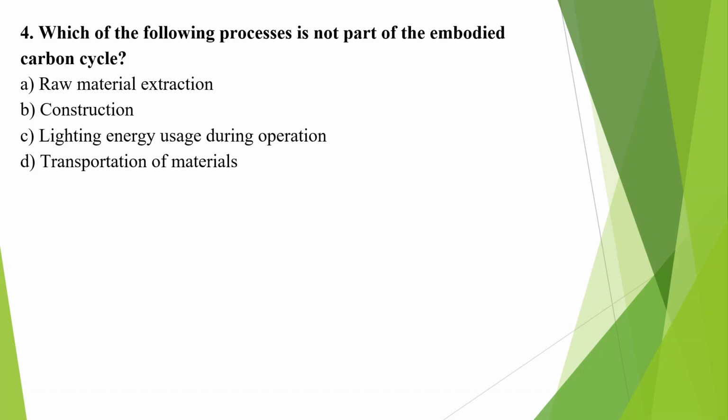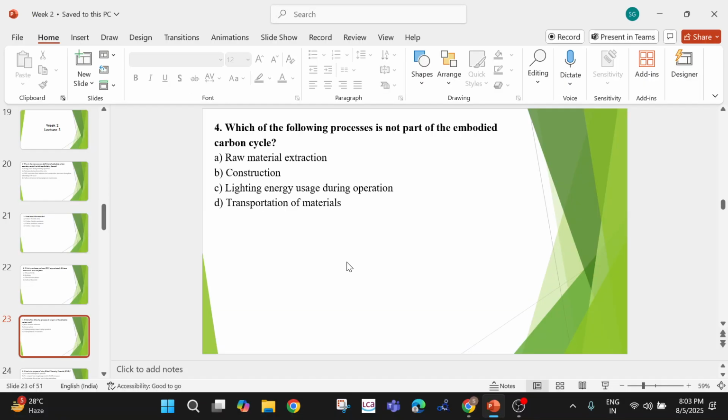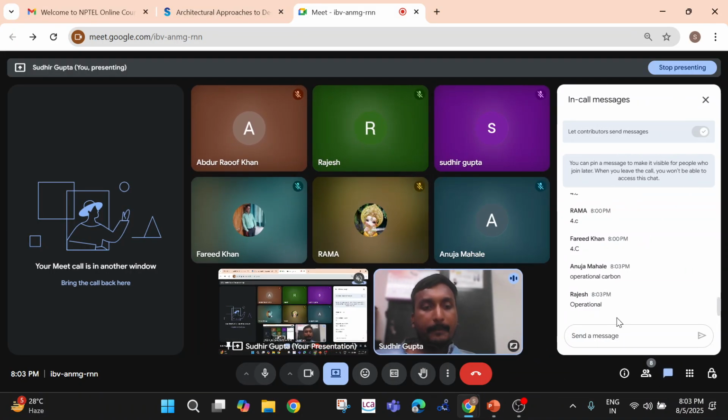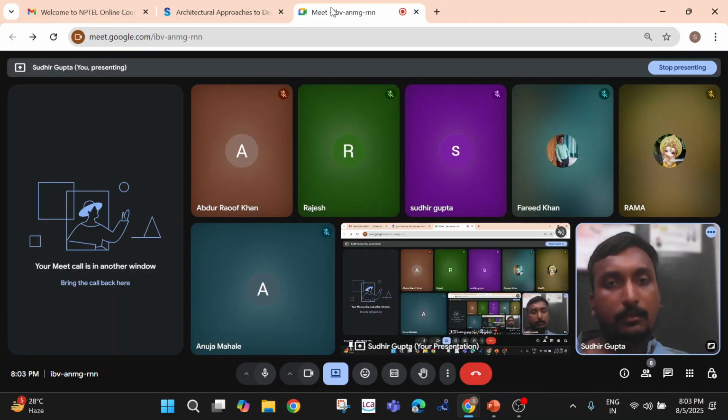Let's see who knows the answer. Option C does not come under the embodied carbon emission cycle, that is for sure, but it comes under which carbon cycle? That is the next question. From the audience I can see they are very clear that it is not embodied carbon emission, it is operational carbon, that's why it has not been included.